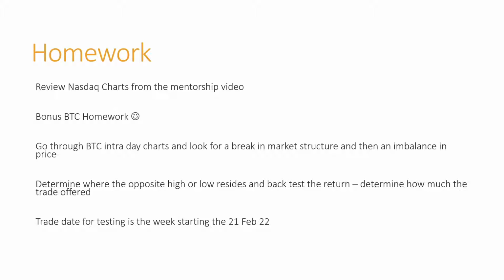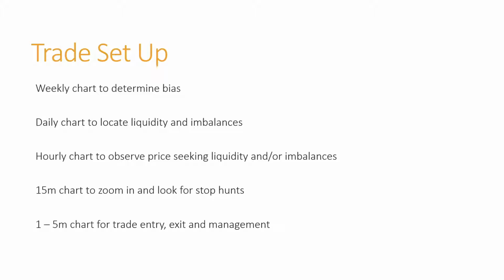The trade I've used for this example is on the 21st of February 2022, if you want to have a look at that yourself. Just as revision for what the trade setup looks like, we use the weekly chart to determine our bias. We then use the daily chart to locate liquidity and imbalances. We then zoom in to use the hourly chart to observe the price seeking liquidity and those imbalances. We use the 15-minute chart to zoom in even closer and look for stop hunts. Then we use the 1 to 5 minute chart for trade entry, exit and management. I'll run through a full example using BTC as an extra bonus.